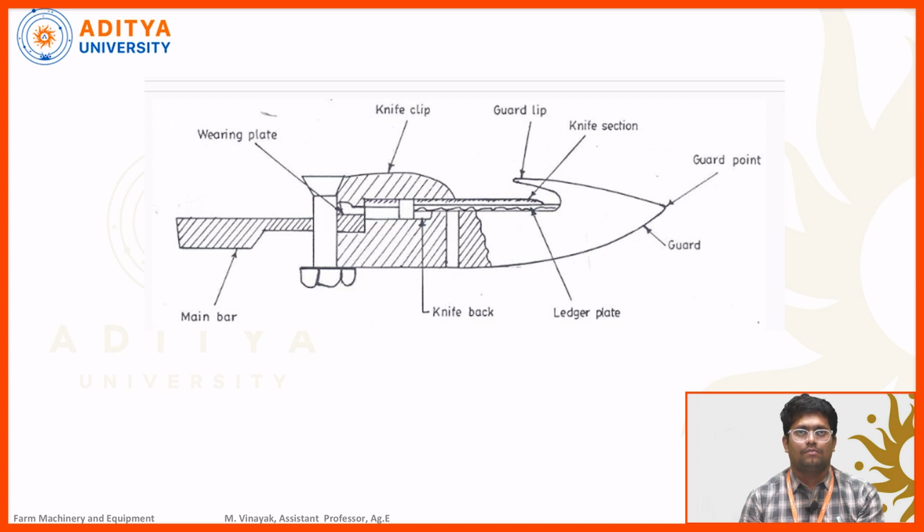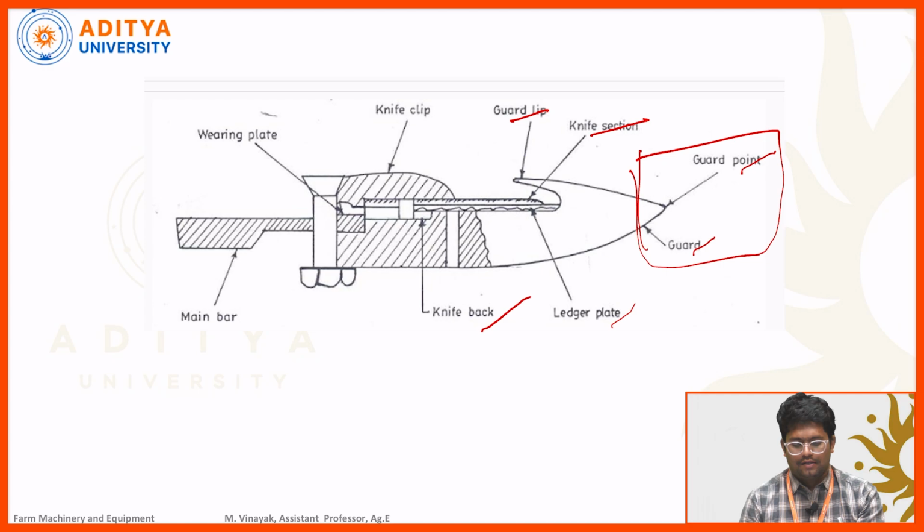This one is a cutter bar section. Here some parts we can see: knife back, ledger plate, guard point. This guard protects the cutter bar from sudden loads applied to the knife section. Next, this one is the knife section guard clip. Using the guard clip we can connect this knife section to the frame. The knife clip is also used for connection. Next one is the wearing plate and main bar.